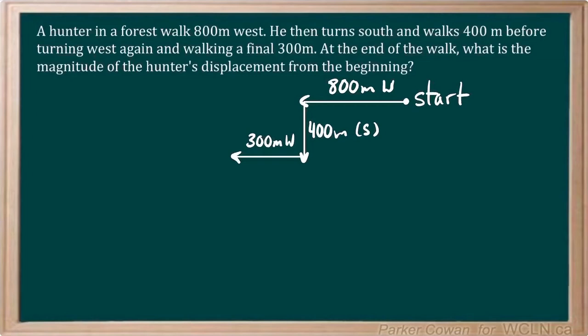Well, the magnitude is going to be the distance from the start right to the finish, right? So we need to basically find what this distance right here is going to be. Now we can actually think of this like a triangle. So we know that he's gone down south a total of 400 meters, and then he's traveled west a total of 300 plus 800 meters.